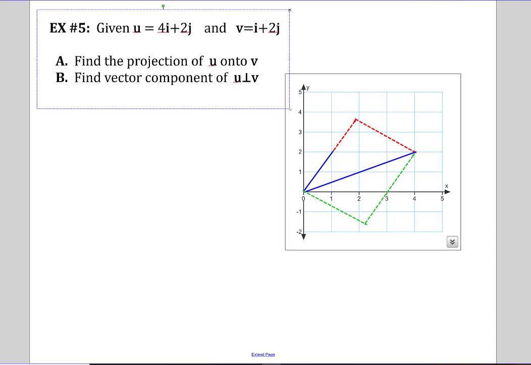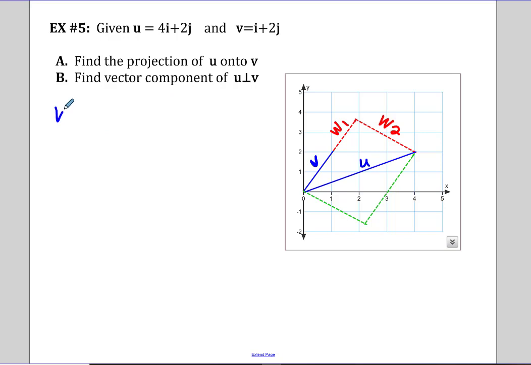Okay, so over here on our picture, we can label this up a little bit. 4, 2 is this vector here. This is vector u. And vector v is 1, 2, so this little blue vector is vector v. So this extension, this red piece here, is going to be our component w sub 1, and then this distance is w sub 2. So we have to find the lengths of all of those.